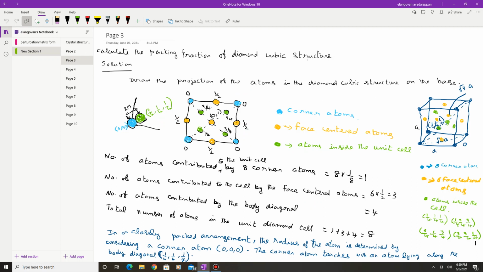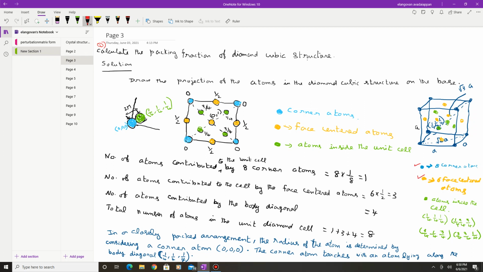Now let us take the third problem. So this is your question. Calculate the packing fraction of a diamond cubic structure. So now here, this is a diamond structure. There are 8 corner atoms and face-centered atoms. There are 6 face-centered atoms.